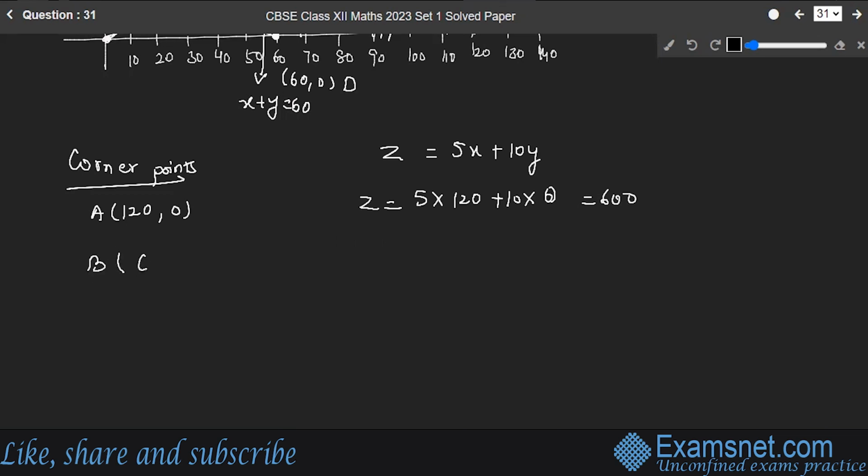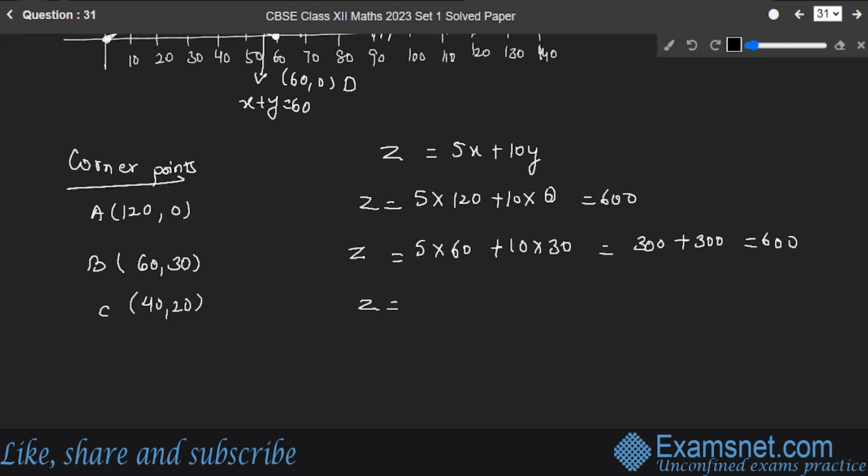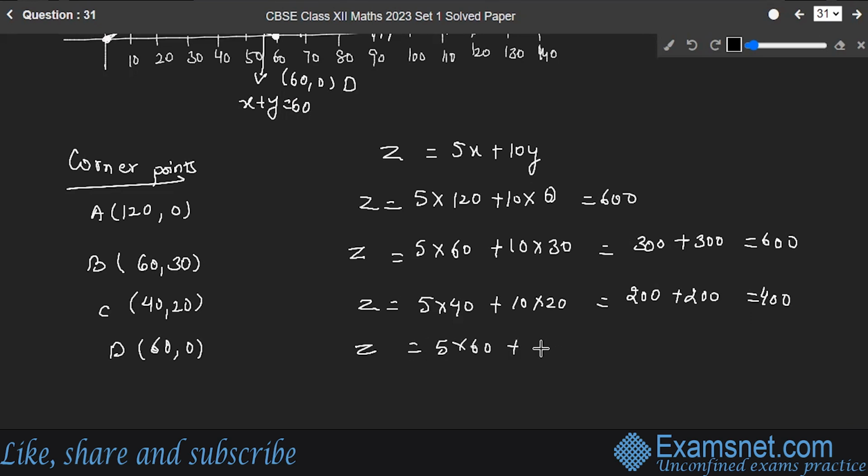And B point is 60, comma 30. So z becomes equal to 5 into 60 plus 10 into 30, which is 600 again. For the third point, C, 40, comma 20, you have z is equal to 5 into 40 plus 10 into 20, which is 400. And for the last, that is D point, 60, comma 0, z is equal to 5 into 60 plus 10 into 0, which is equal to 300.